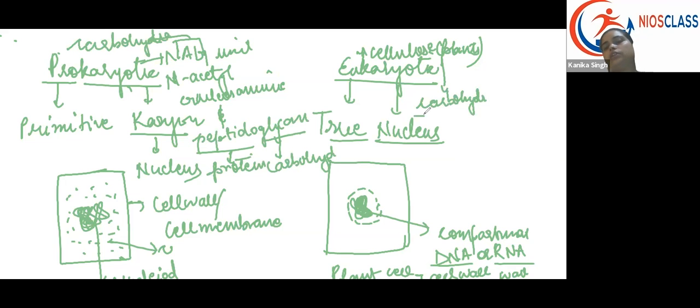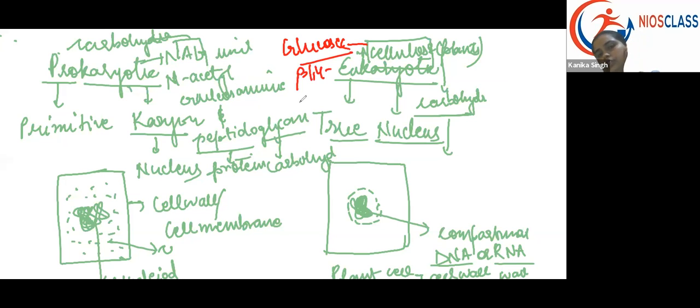Do you know cellulose is a polymer of what? Okay. It is a polymer of glucose. It's a complex carbohydrate, a polymer of glucose, with beta 1,4 linkage. So all these things make two different kinds of cells.